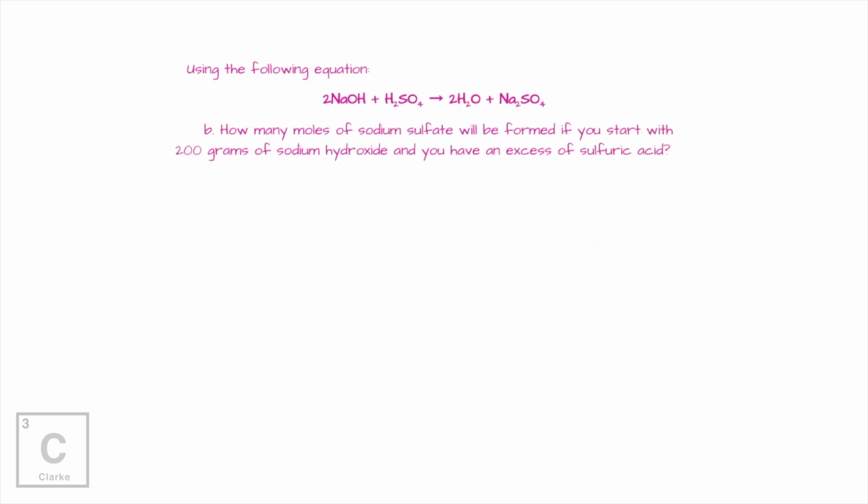Let's use the same equation, sodium hydroxide and sulfuric acid. Let's read this new question though. How many moles of sodium sulfate will be formed if you start with 200 grams of sodium hydroxide and you have excess sulfuric acid? Again, don't let all those words bog you down. Our given, 200 grams of sodium hydroxide, and what we're looking for, moles of sodium sulfate.